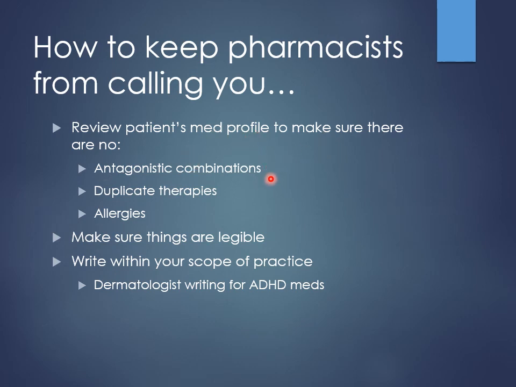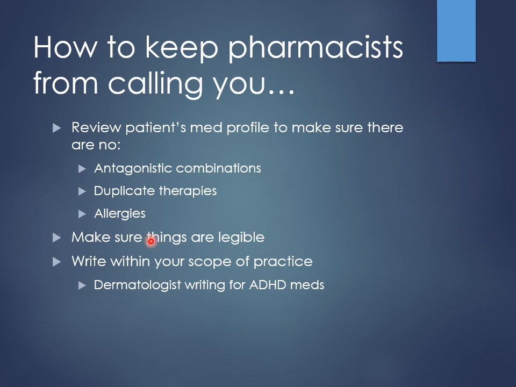Make sure there's no antagonistic combinations, right? So make sure one drug's not going to be directly counteracting another one. Make sure there's no duplicate therapies. That's a big one I have to call in a lot, where one provider will write orders for Zofran, and then another provider comes in and writes, again, similar orders for Zofran. We can't have both of them on there, right? Because then the patient can get too much, right?